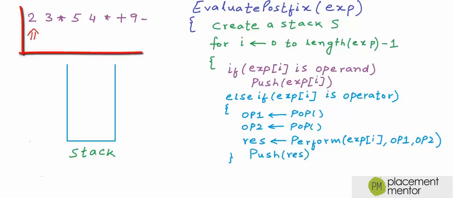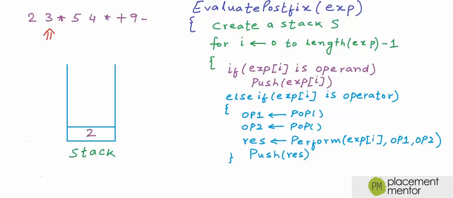If I have to run through this expression with whatever code I have right now, then the first entity is 2, which is an operand, so it should be pushed onto the stack. Next we have 3. Once again this will go to the stack. Next we have this multiplication operator. So we will come to this else if part of the code.